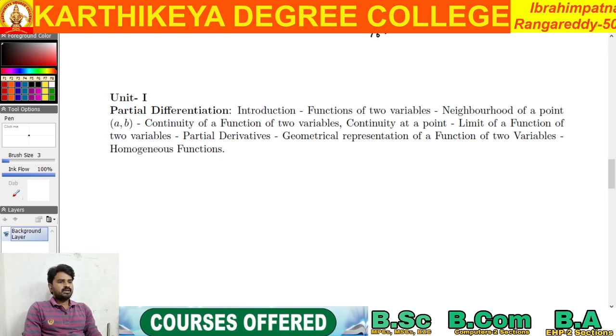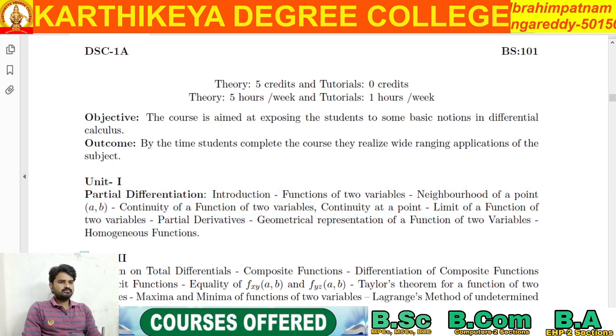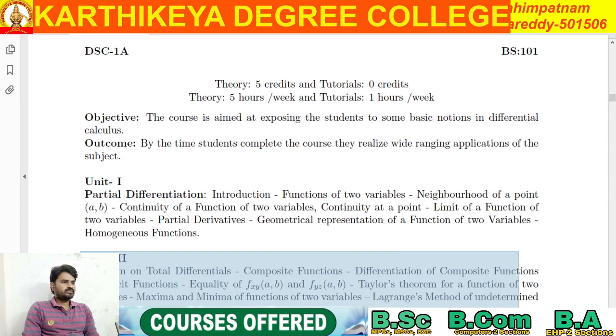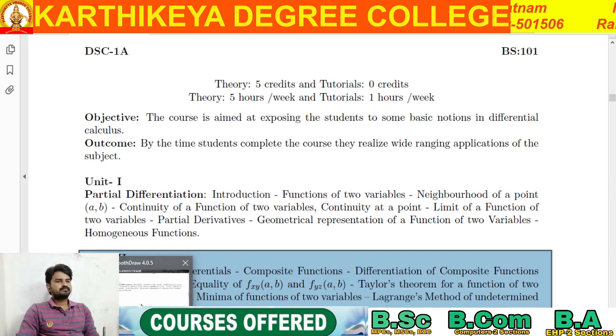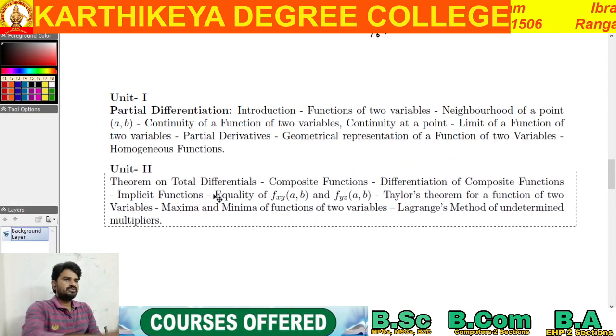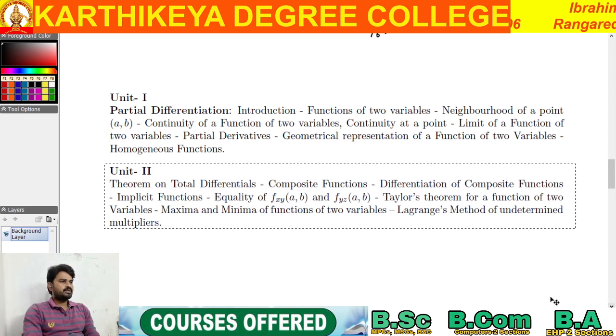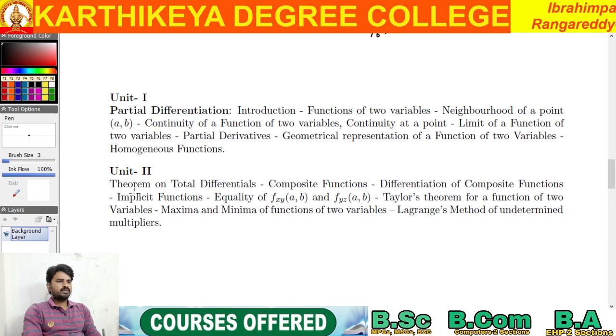Okay, next coming to the second unit. This is about the second unit. In the second unit: theorems on total differentials, composite functions, differentiation of composite functions, implicit functions, equality of f_xy with respect to x, y. Here f_xy means we have to differentiate the function f with respect to x and with respect to y.